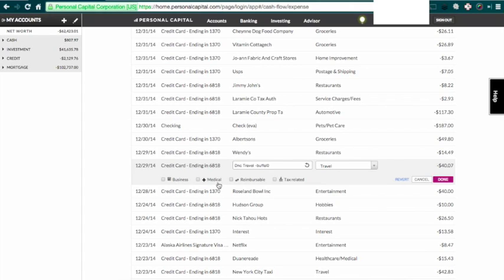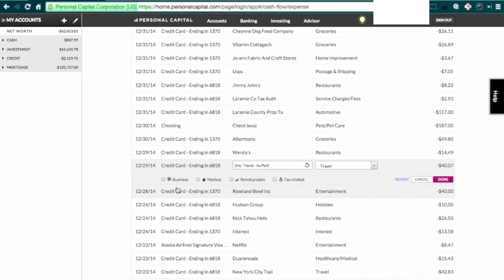One of the key features that I really like about this is the tags you can see below. For instance, business, medical, reimbursable, or tax related. And this has really helped me keep track of things throughout the year.